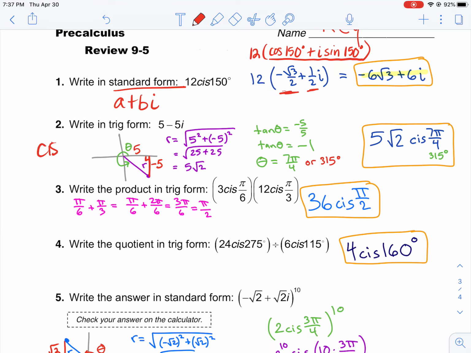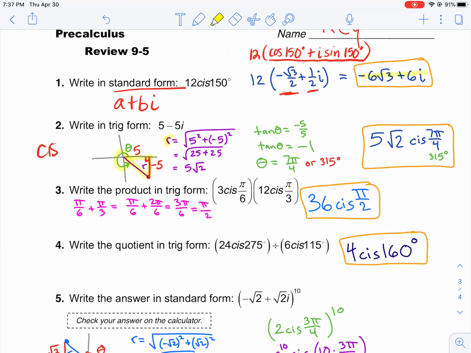So I need to first take this value, 5 minus 5i, and I need to plot that in order to find the r value and to find the theta value. So 5 means 5 to the right, negative 5i means to go down 5. So I plotted those, and we need to find r and we need to find theta. In order to find r, I'm going to do r is equal to the square root of x squared plus y squared, or a squared plus b squared.